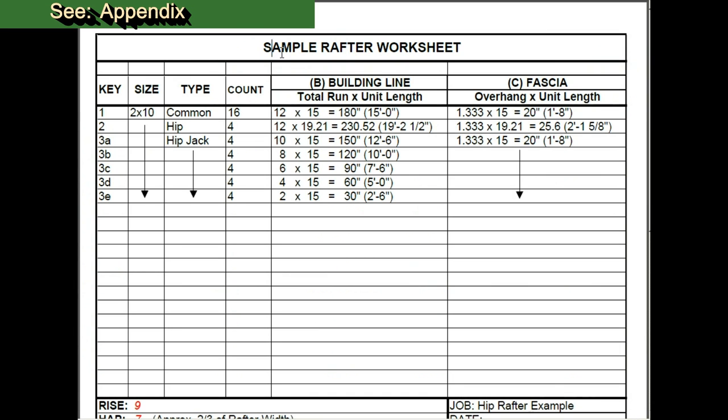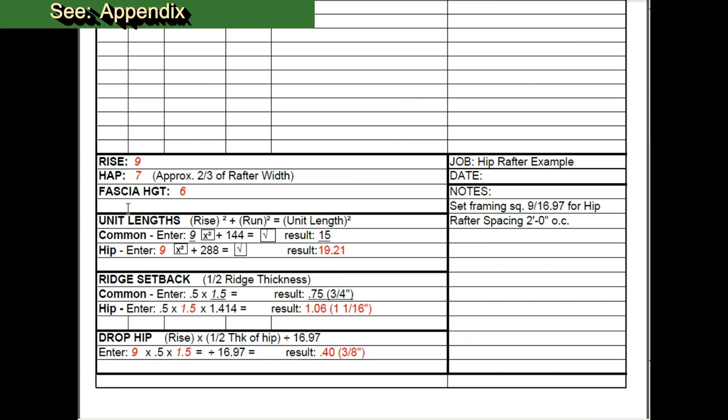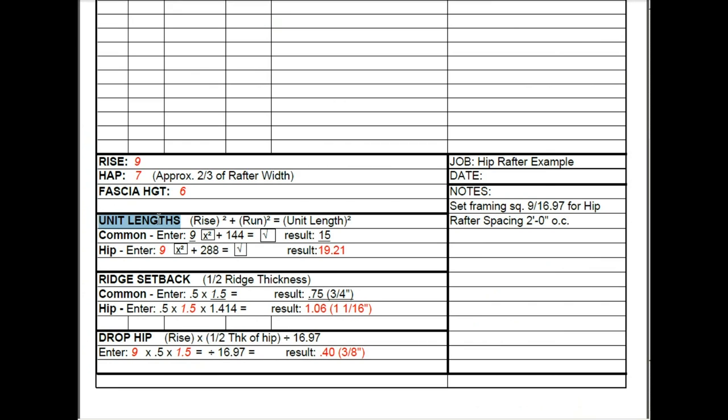Now let's take a look at the sample rafter worksheet. We've just determined that our unit length for this project will be 19.21. Get into the calculation as seen. 9 is the rise. Square that, add 288, equals, hit your square root sign, and there's the answer, 19.21.